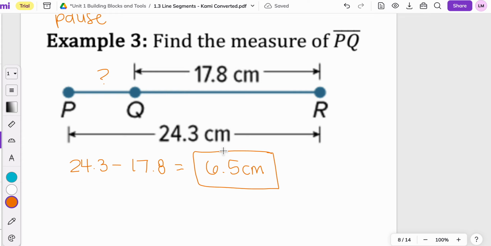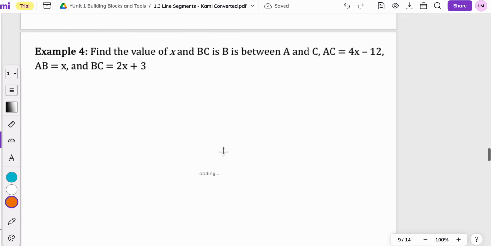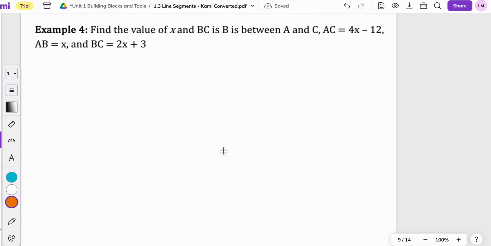Okay. Next up, we're going to see some algebraic expressions, writing an equation with that, but also drawing a visual for us. So right now it says find the value of x and BC. So we're going to find two things. This is part 1 and part 2. If B is in between A and C, so let's go ahead and draw a line segment. Doesn't need to be perfect or drawn to scale. So it says B is between A and C.